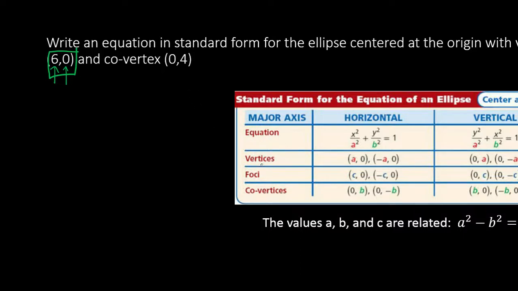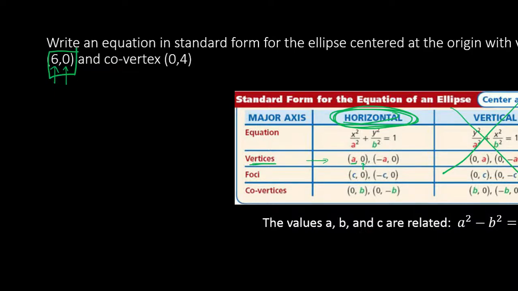So let's look at vertices here. In a horizontal ellipse, there is an x value and 0 for the y value. Just like ours, right? We have 6 as our x value and 0 for our y value. So we must be working with a horizontal ellipse, meaning we can ignore everything on this side. If you ignore that right-hand side of the table, we really are working with a very little amount of information, and it'll be easy for us to sort it out.